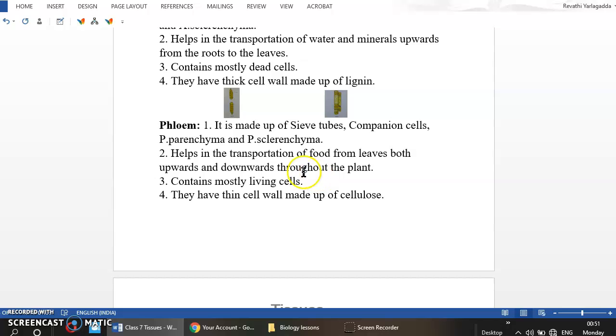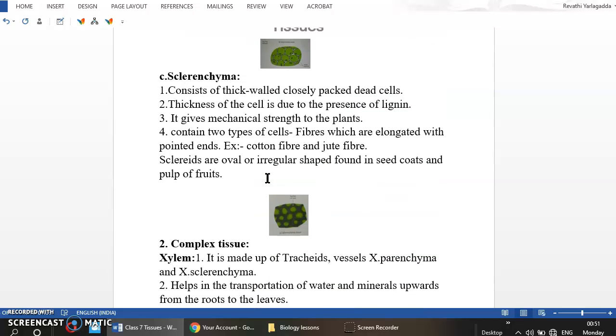And in our next lecture we'll be starting with the animal tissues.